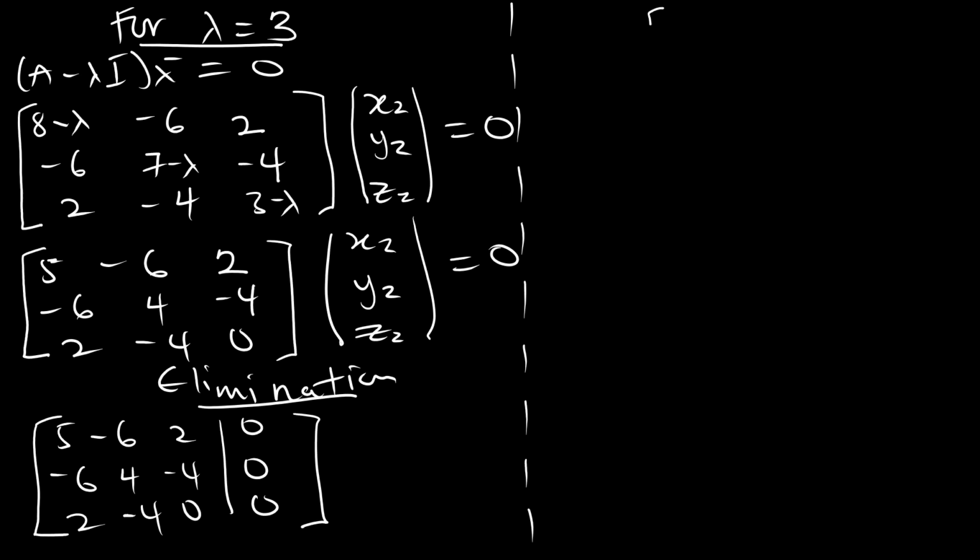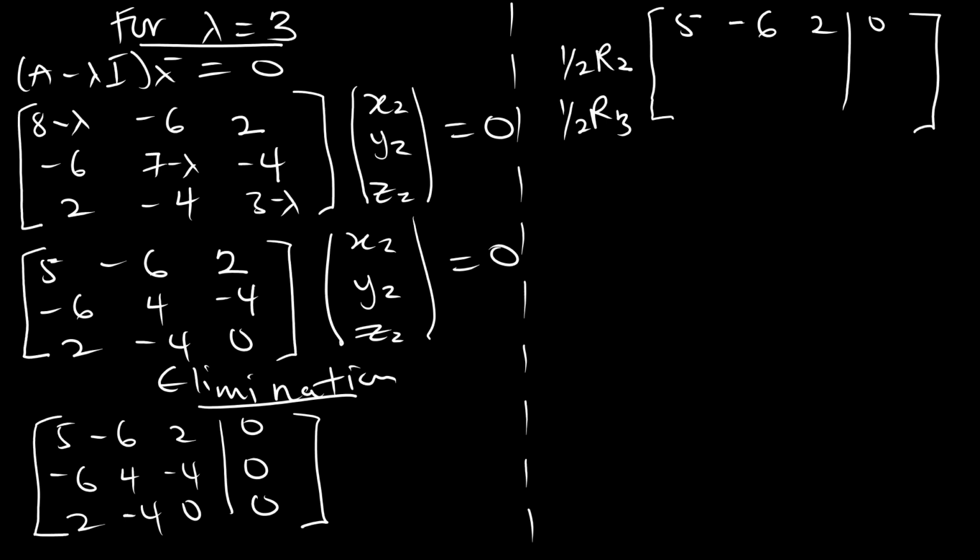Now I would like to multiply row 2 by half, and on row 3 I also say half of row 3, meaning row 1 is the same, which is 5, negative 6, 2, equal to 0.